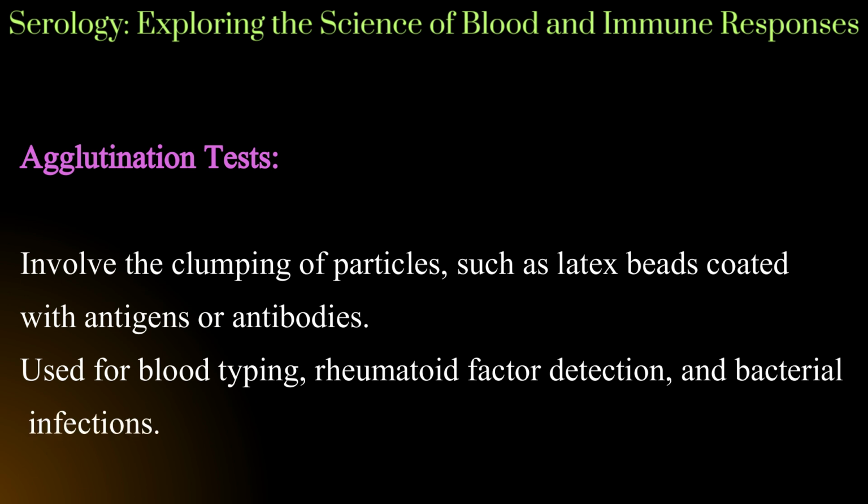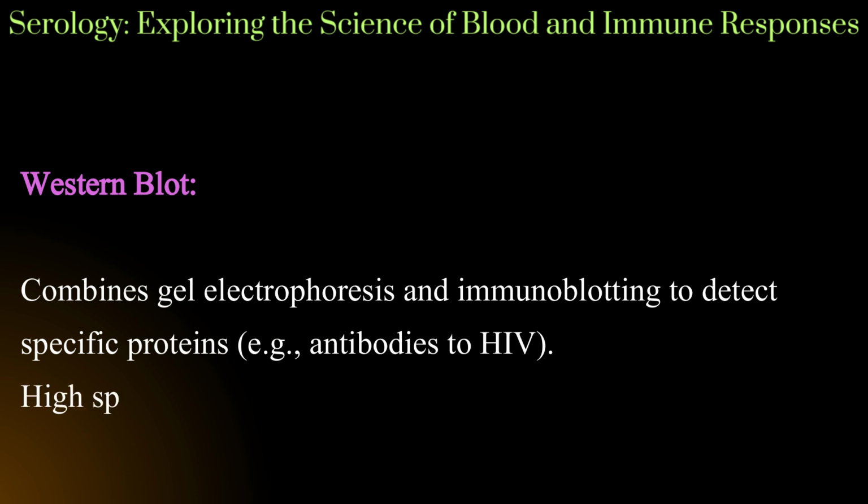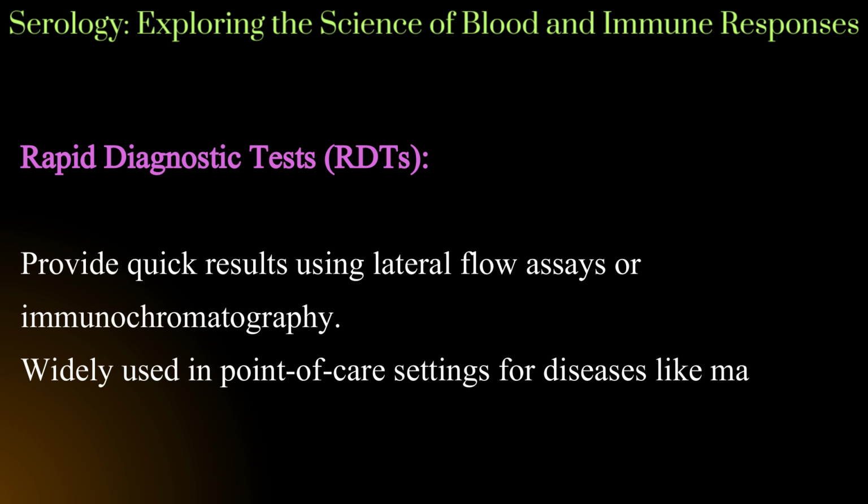Agglutination tests involve the clumping of particles, such as latex beads coated with antigens or antibodies, used for blood typing, rheumatoid factor detection, and bacterial infections. Western blot combines gel electrophoresis and immunoblotting to detect specific proteins, e.g., antibodies to HIV. High specificity but labor-intensive. Rapid diagnostic tests, RDTs, provide quick results using lateral flow assays or immunochromatography, widely used in point-of-care settings for diseases like malaria and dengue.